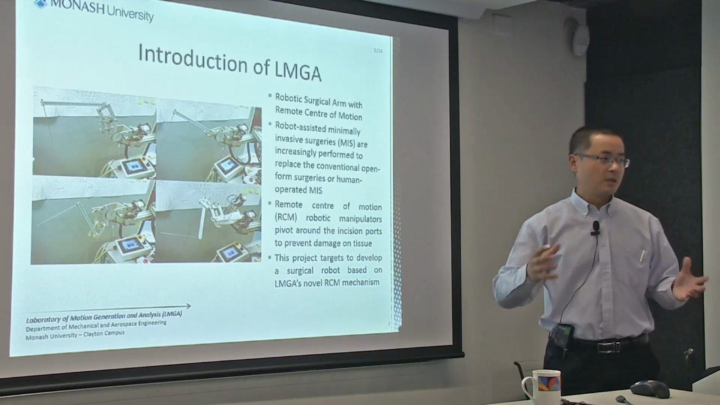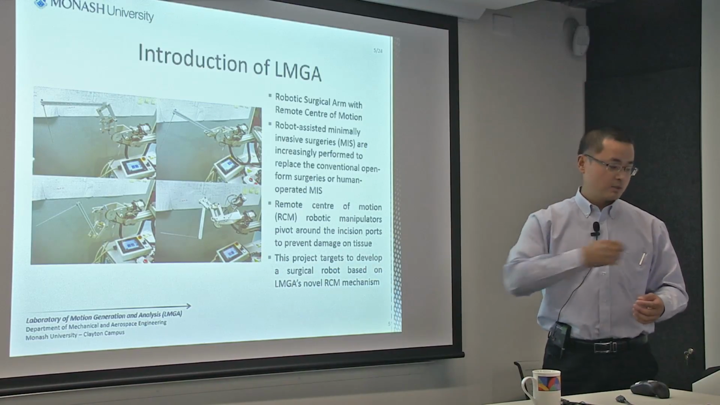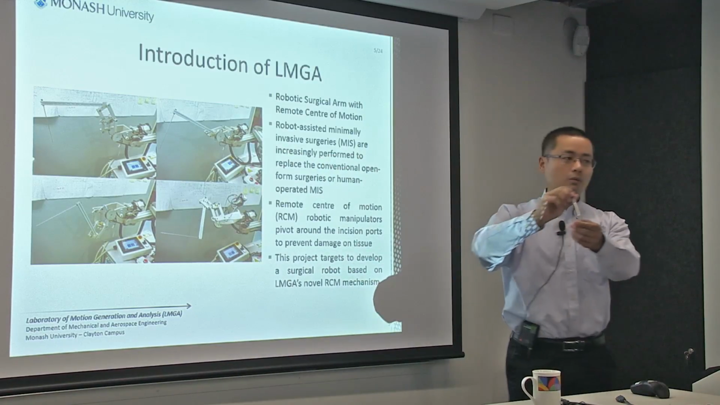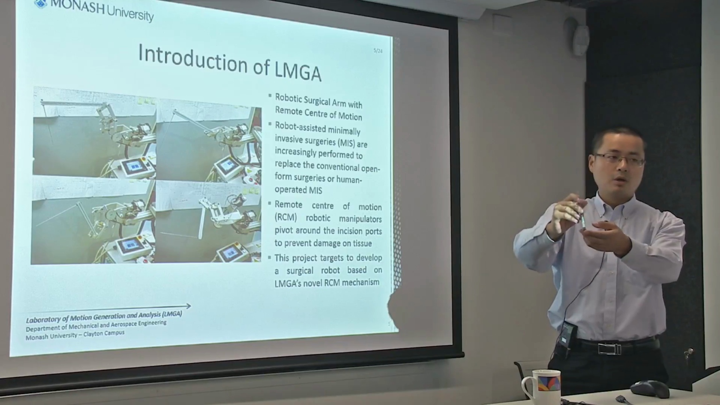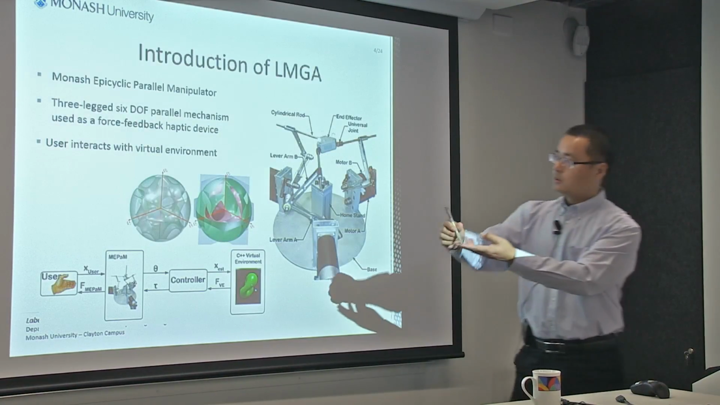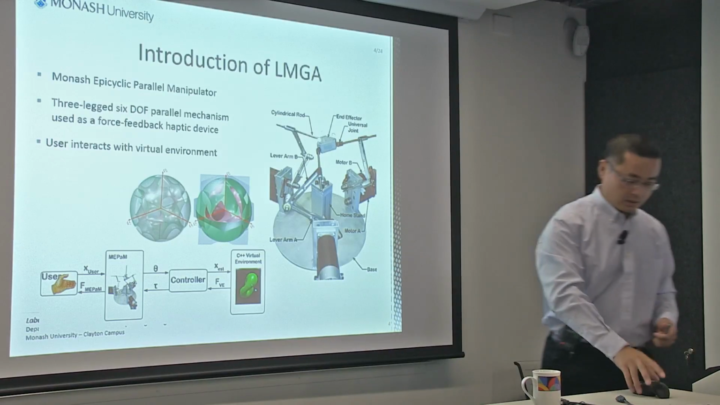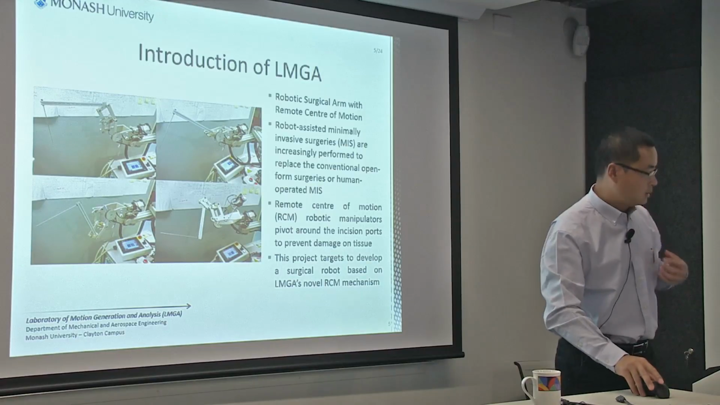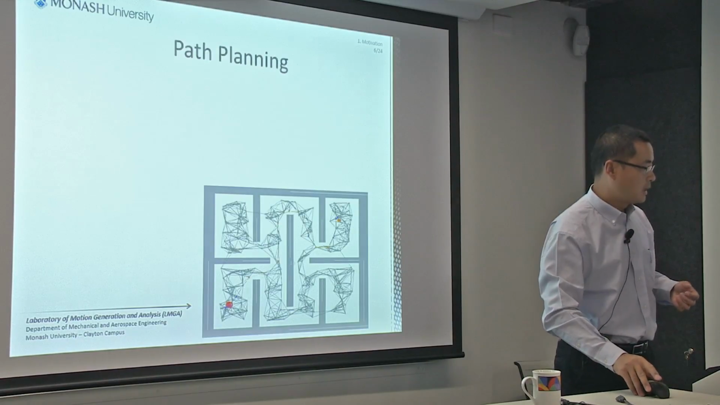We invented a special linkage in such a way that this mechanism will only generate a pivot point without any physical joint there. So that currently has a provisional patent on it. Okay, so those are some projects in my lab.